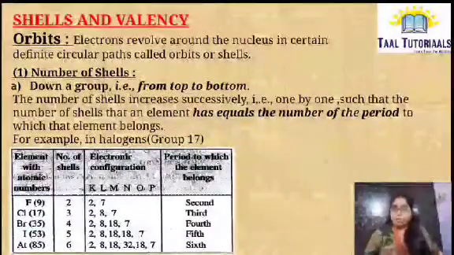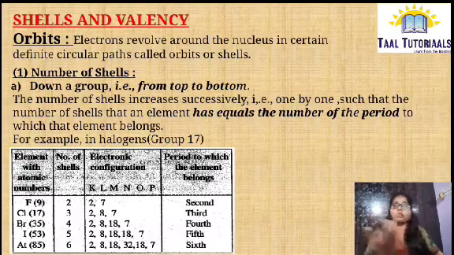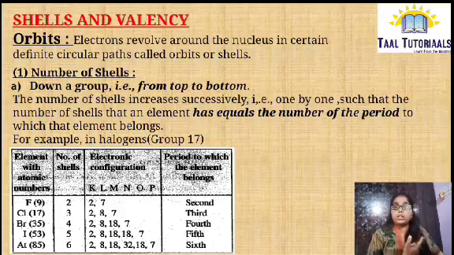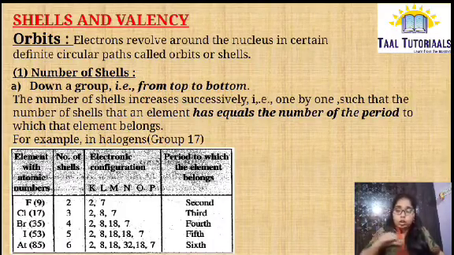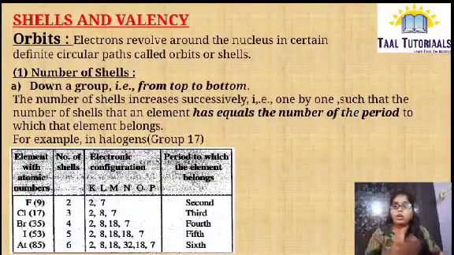See, orbits. What is an orbit? We know our electrons revolve around the nucleus in a certain definite circular path called orbits or shells. We call it either an orbit or a shell.